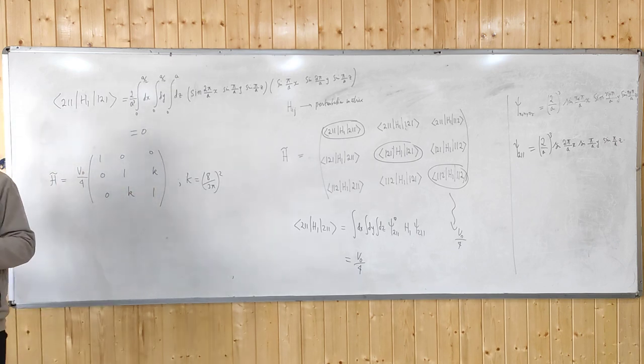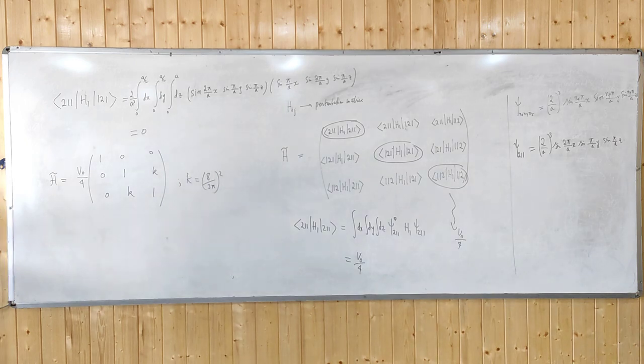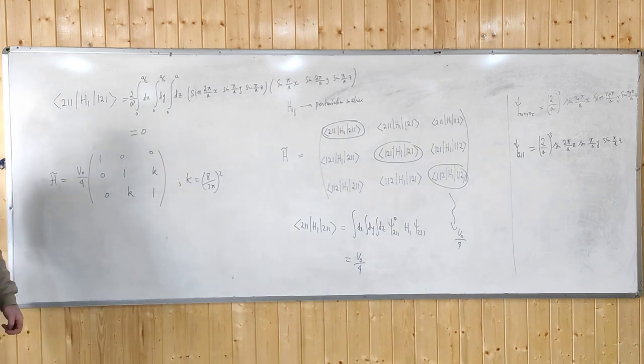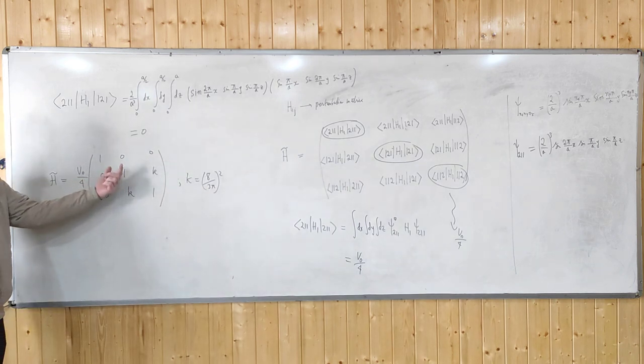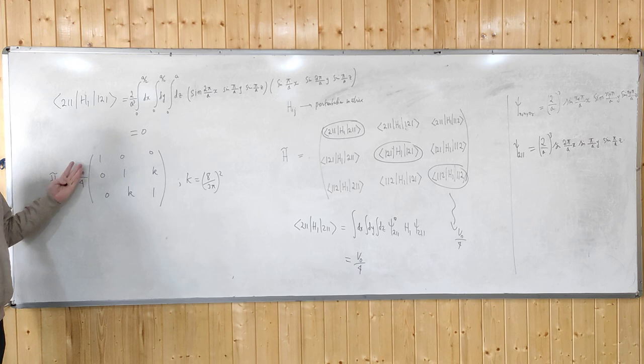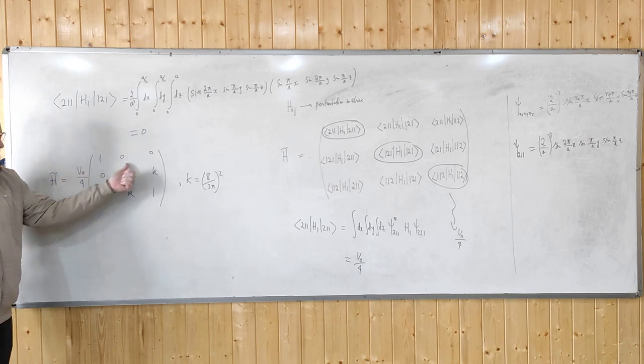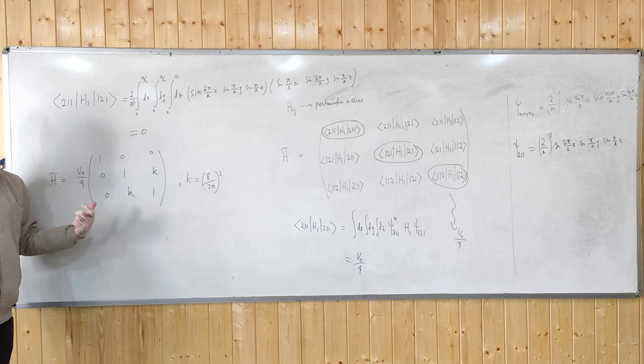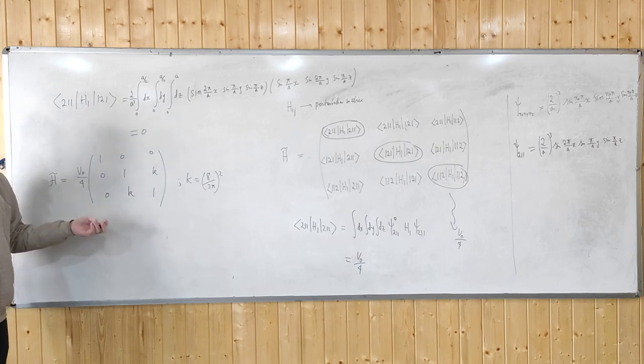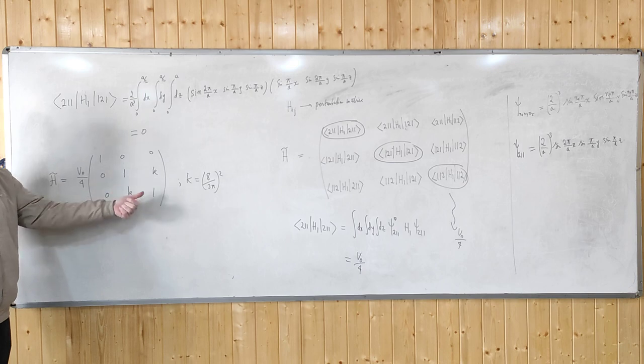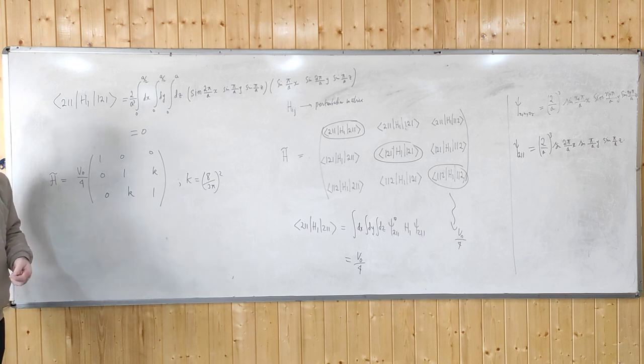So I have identified the perturbation matrix. This we have calculated. What is the next step? Diagonalize it, by finding the secular equation, by solving the secular equation. So what are the eigenvalues? Can anybody tell me? These are 0, so the first eigenvalue is 1. Forget about this V0 by 4, you need to only diagonalize this part. So what are the eigenvalues here? It is simply 1 plus minus k.